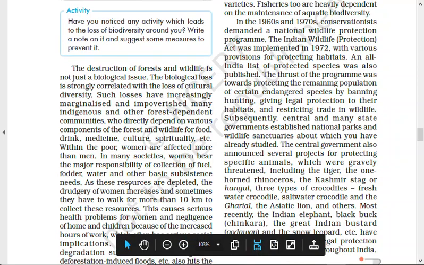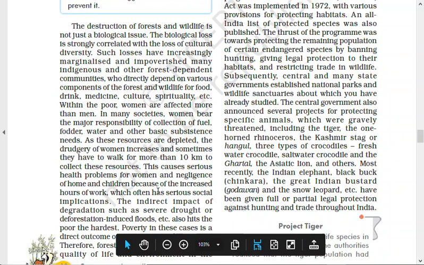As these resources are depleted, the drudgery of women increases, and sometimes they have to walk more than 10 kilometers to collect the resources. This causes serious health problems for women and negligence of home and children because of the increased hours of work, which often has serious social implications.